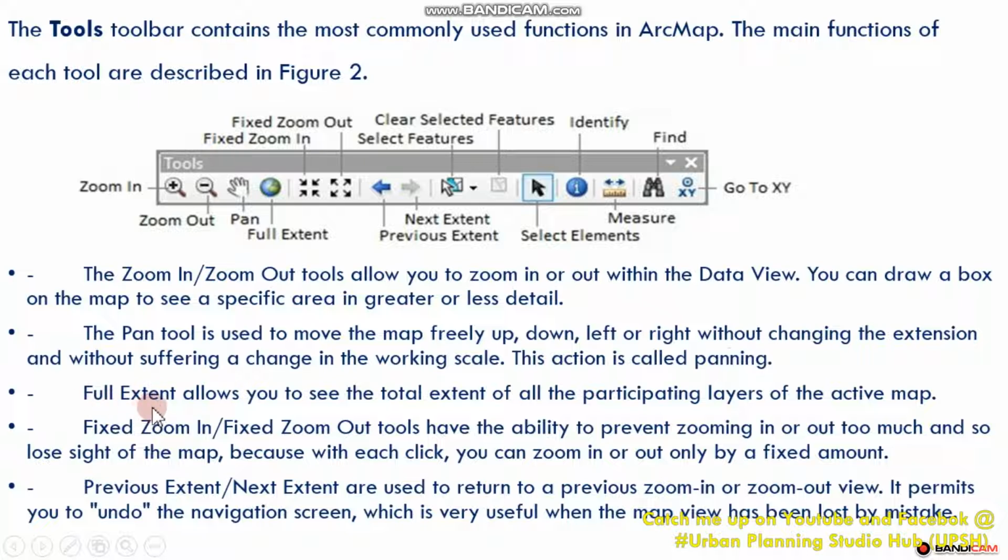Now full extent allows you to see the total extent of all the participating layers of the active map. Fixed zoom in and fixed zoom out tools have the ability to prevent zooming in and out too much and so losing sight of the map, because with each click you can zoom in and out only by a fixed amount. Now we have the previous extent and the next extent, used to return to a previous zoom in or zoom out view. It permits you to undo the navigation, which is very useful when the map view has been lost by mistake.